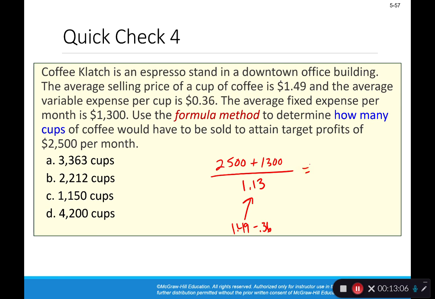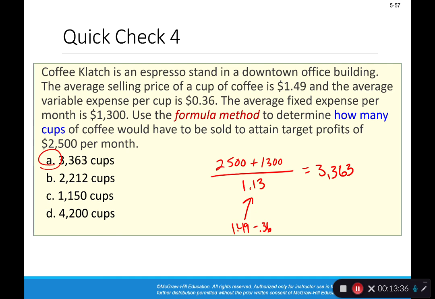So you do that out, 2,500 plus 1,300 divided by $1.13 gives me 3,363, rounded up this time, so the book did it right. They rounded up to the nearest cup, so 3,363 would be the answer. That's how many units I need to sell in order to achieve that desired target profit.